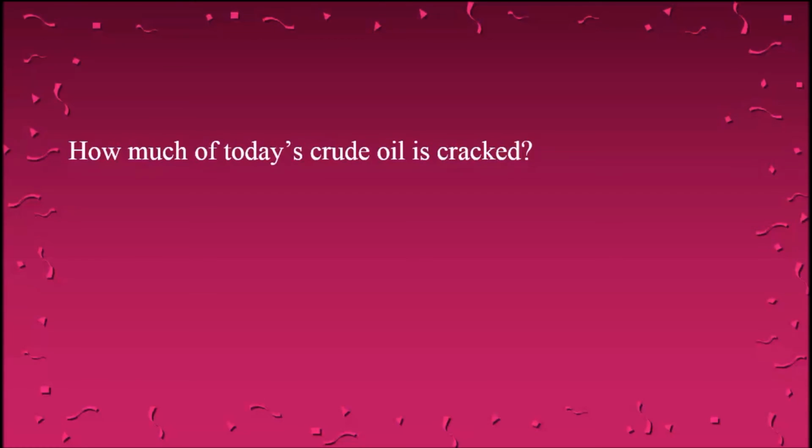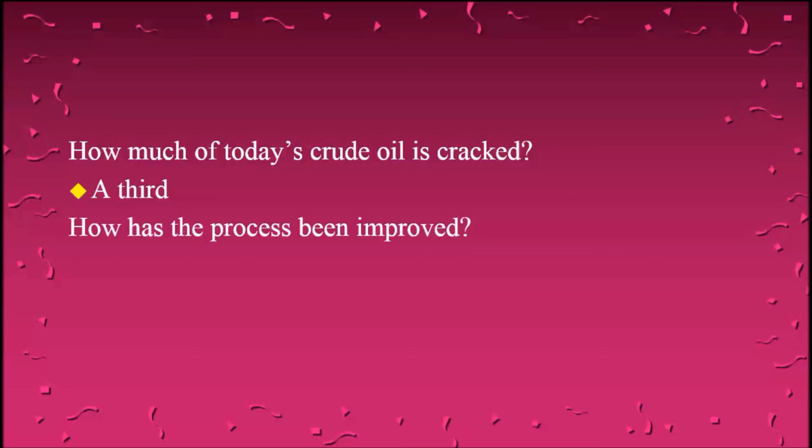All right? Now, you noticed that there were two ways of cracking, and cracking is very, very important in industry. That was by just heating it to a very hot temperature, 750 degrees. What's the problem with getting things really, really hot? It takes a lot of energy. That's money. It's a whole lot easier to use a catalyst. How much of today's crude oil is cracked? About a third. Can you imagine how many millions of barrels of oil every year is cracked? How has the process improved? By adding a catalyst. And that's what we're going to study next.